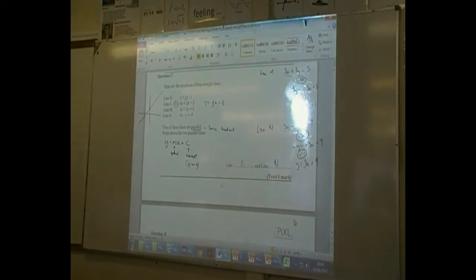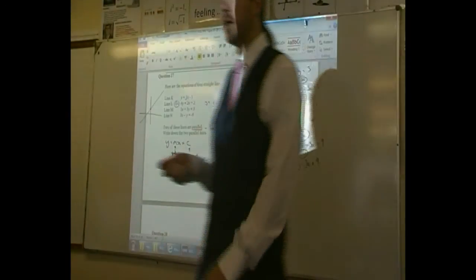That's quite a lot of work for 1 mark, and you'll find that at the end of a paper because they don't want to allocate lots of marks to a question they think a lot of you are going to get wrong.